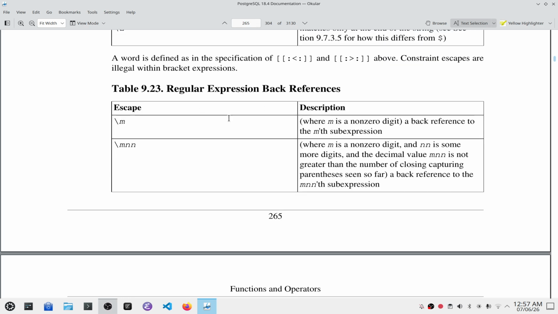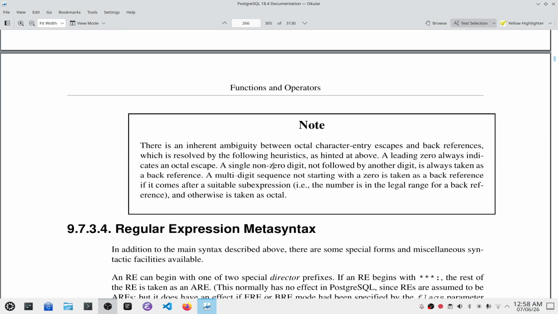Then we have back references. \m, where m is a non-zero digit, is a back reference to the mth subexpression. \mnn, where m is a non-zero digit and nn is some more digits, and the decimal value mnn is not greater than the number of closing capturing parentheses seen so far, is a back reference to the mnn-th subexpression.